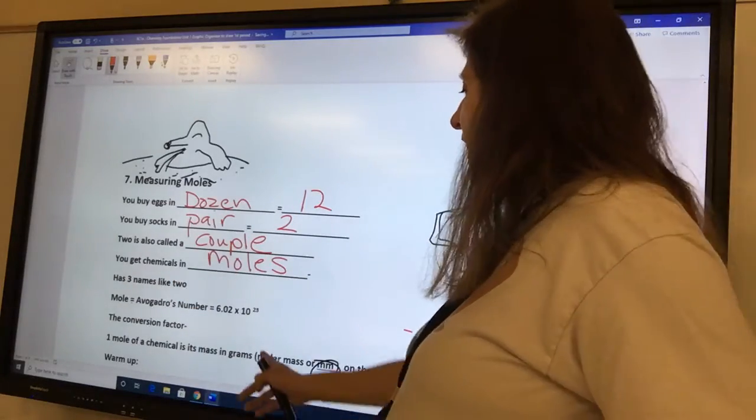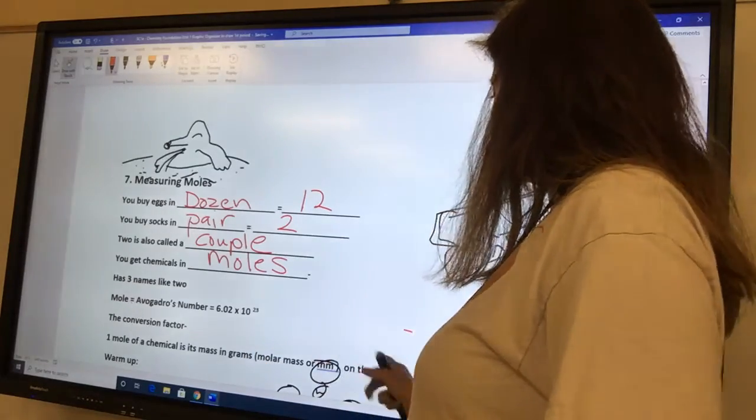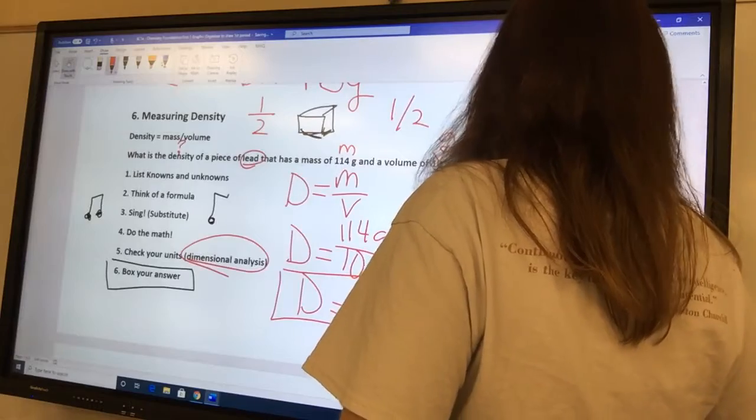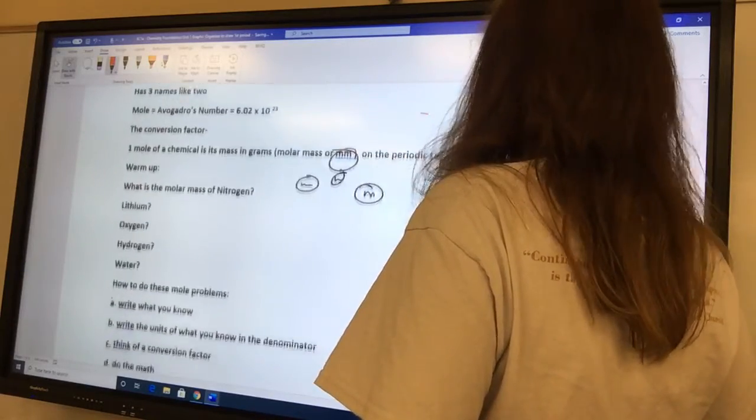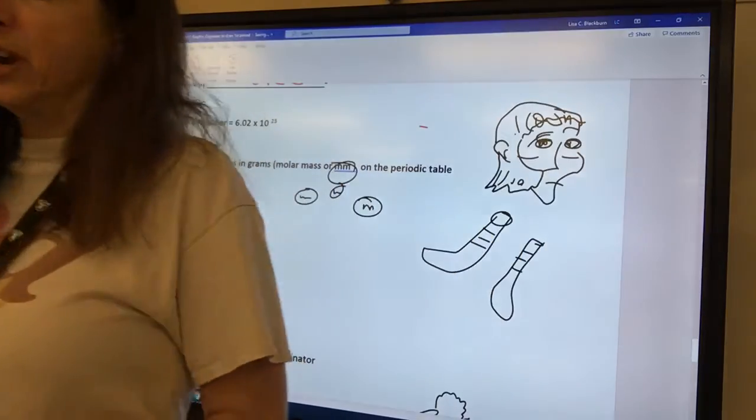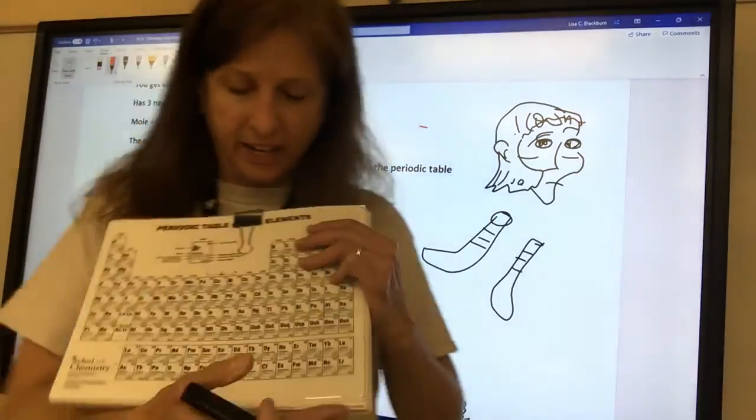How much is it? It's its mass in grams, and that is called the molar mass, or MM is how we shorten it. You know, we have to do things the shorter way on the periodic table. So look at your periodic table. I made you get them out. Let me get mine back out again. Okay. So everybody take a look at your periodic table.